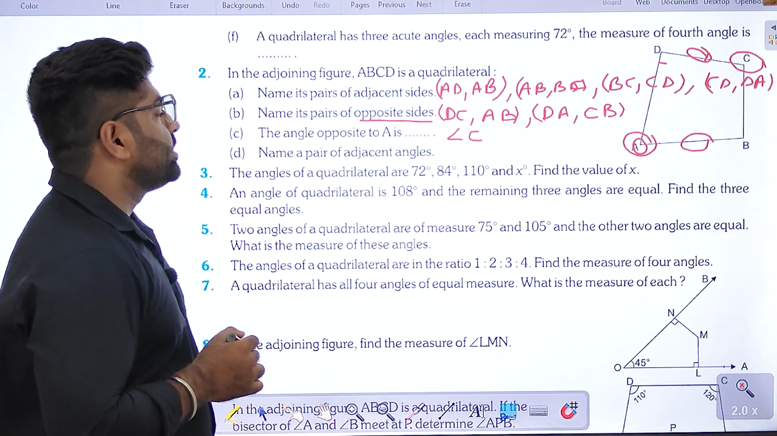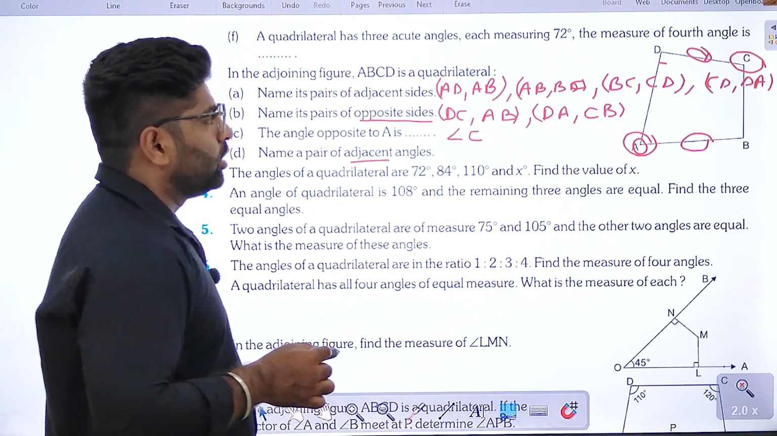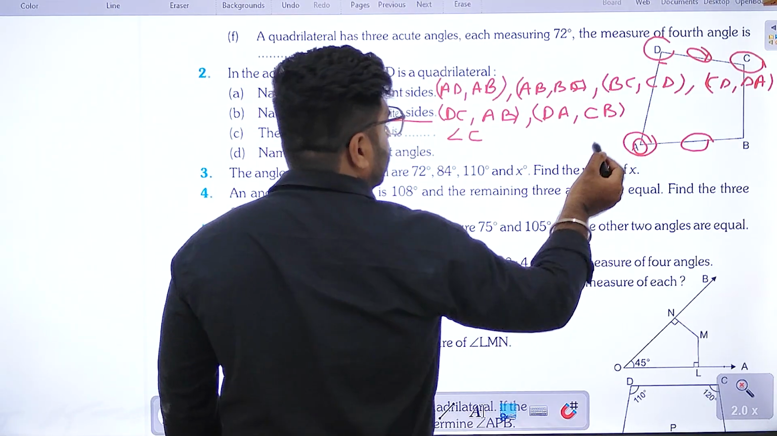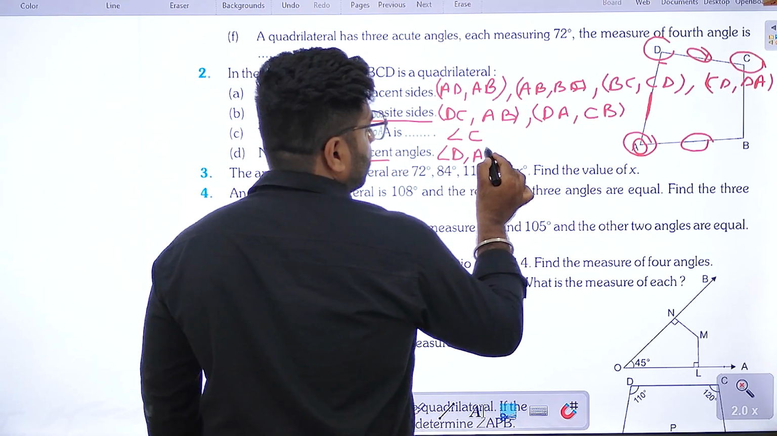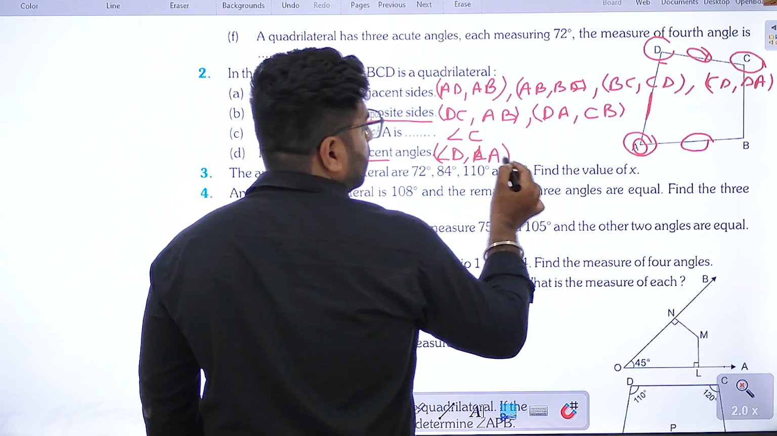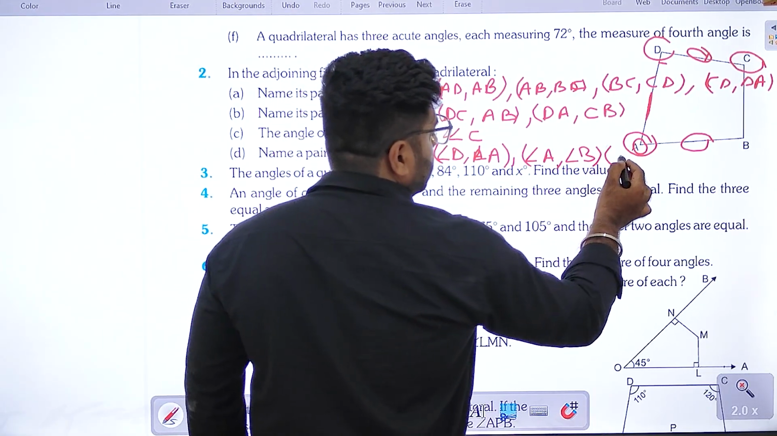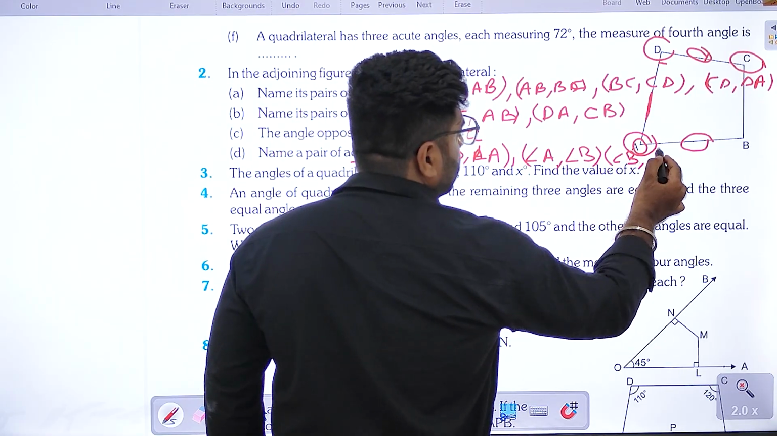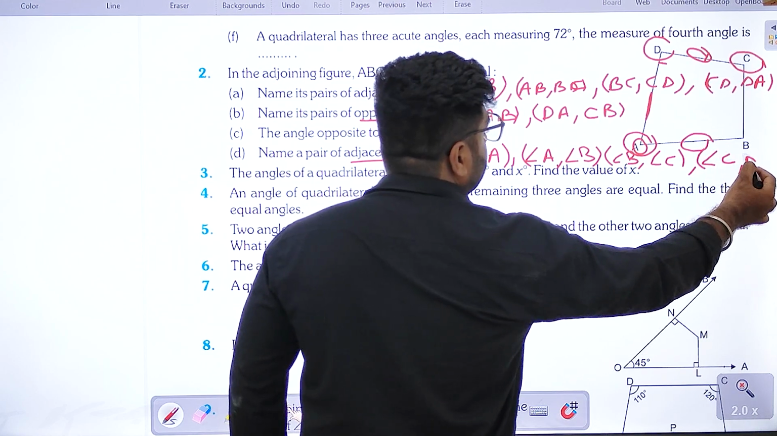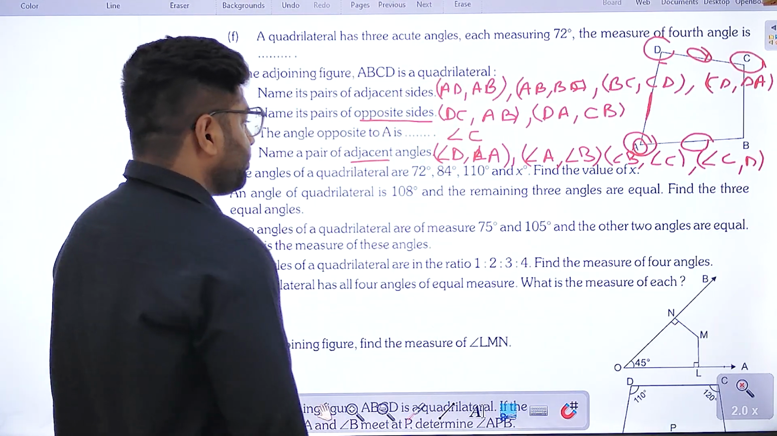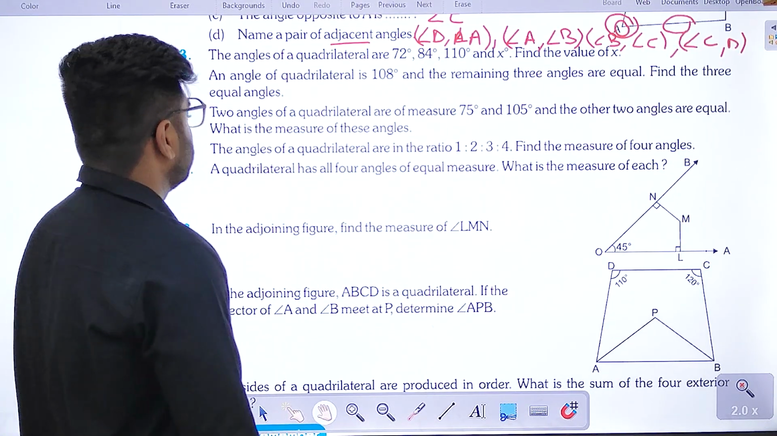Next is name the pair of adjacent angles. For adjacent angles, we have a common arm. Just like angle A and angle D, we have common DA. This is angle D and angle A. Then angle A and angle B. Then angle B and angle C. Then angle C and angle D. Clear?